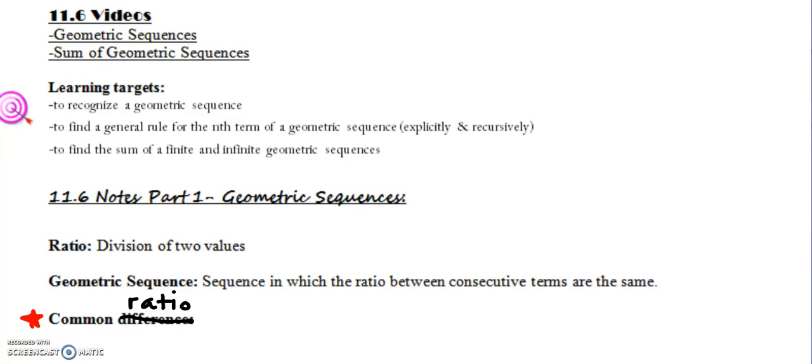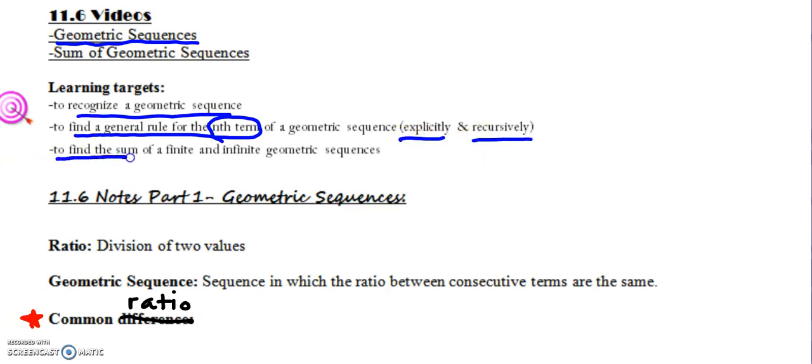Hello everyone, welcome to 11.6 part 1, which is all about geometric sequences, which comes perfectly after arithmetic. Our goal is to recognize what a geometric sequence is and, just like arithmetic, to find an equation for the nth term, again explicitly and recursively. Also just like arithmetic, the second video is going to be about finding sums.